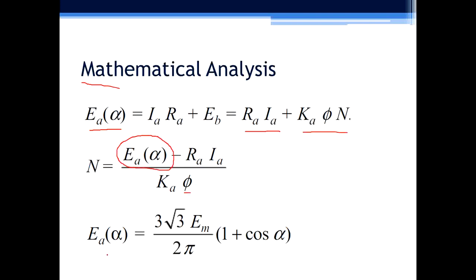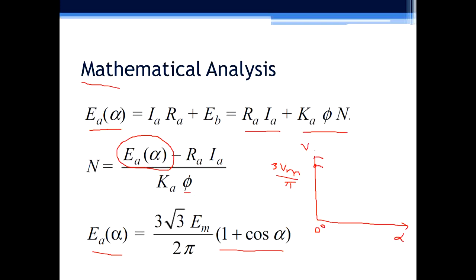But this armature voltage is a function of this firing angle alpha. So if you draw the graph of voltage versus alpha, you can see that the average output voltage is maximum, and the maximum value will be 3 Vm by pi, when alpha is equal to 0 degrees.